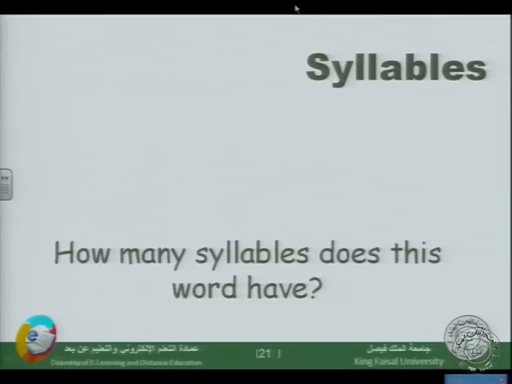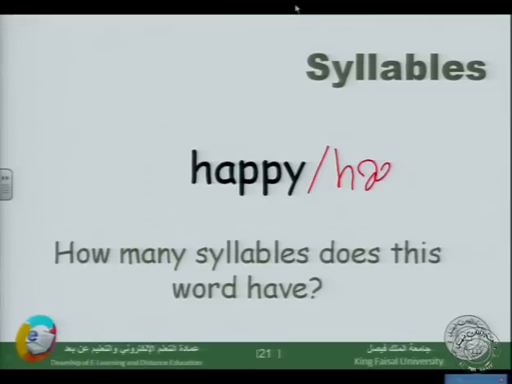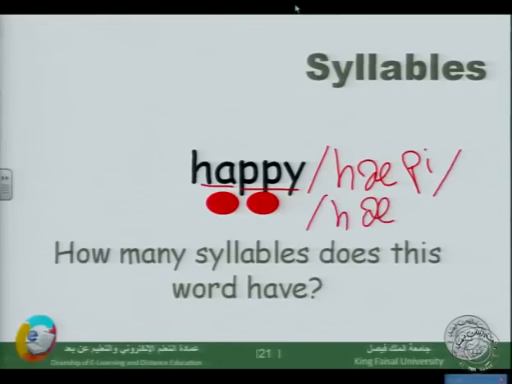Okay, let us see another example right here. Happy. How many syllables do we have? We have ha and P. This is the transcription, this is how you write it. How many syllables? We have 2 syllables. I put this dot just to let you know that we have 2 syllables.